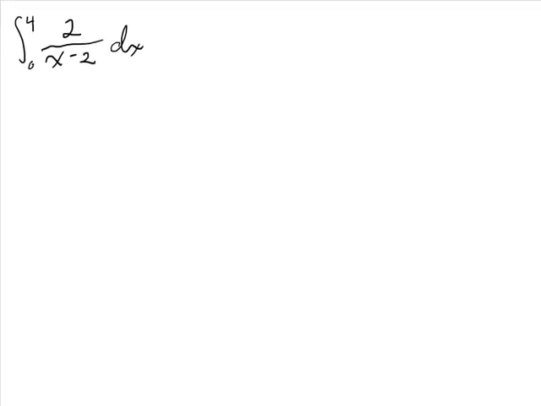So we want to calculate the improper integral from 0 to 4 of 2 over x minus 2 dx. And we see that our integrand has a point of discontinuity at 2, which is why this is an improper integral, because 2 is in our interval. So what we're going to do is split this into two separate improper integrals.